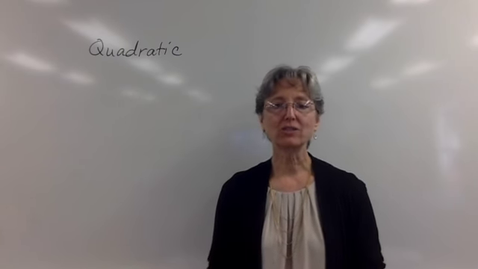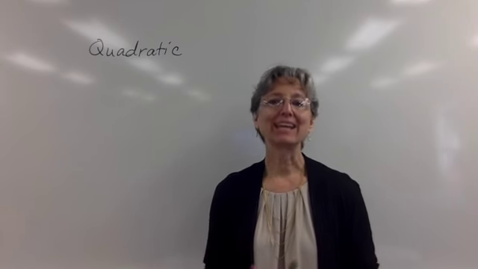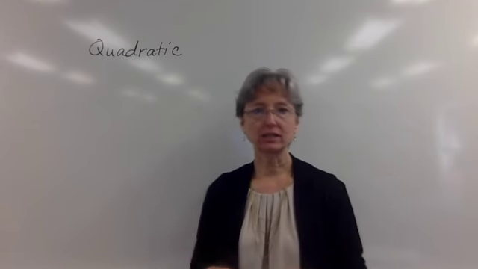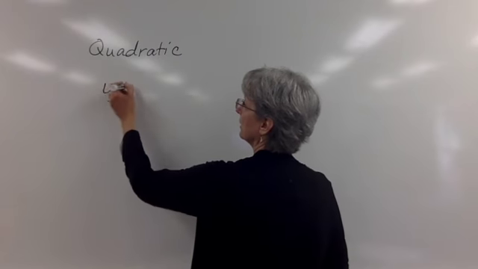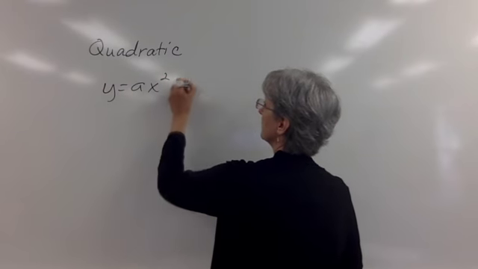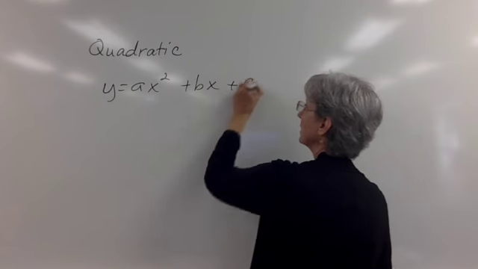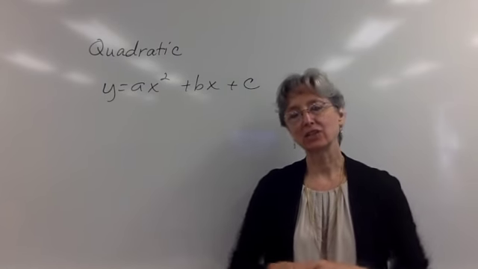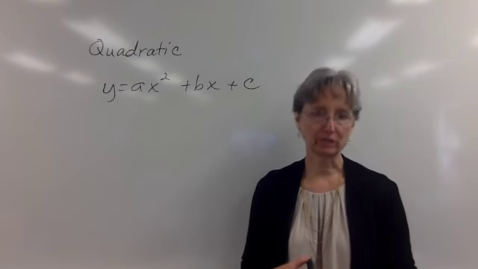So quadratics are functions that have an x squared in them. The basic function would look like this: y equals ax squared plus some number x plus a constant. That's what it would be in standard form. In today's section we are going to look at something called vertex form.